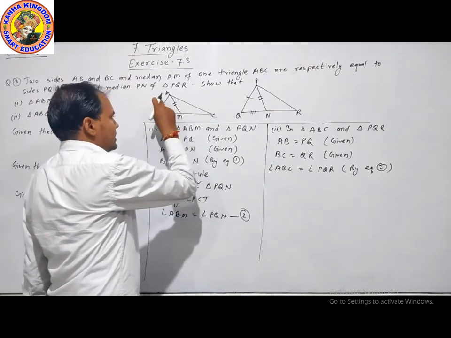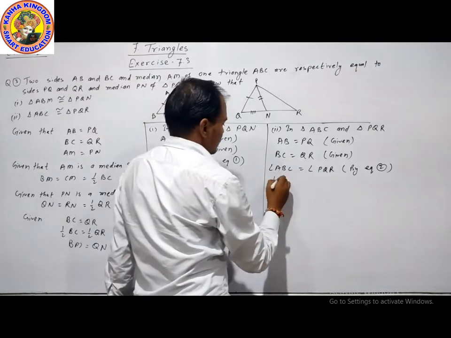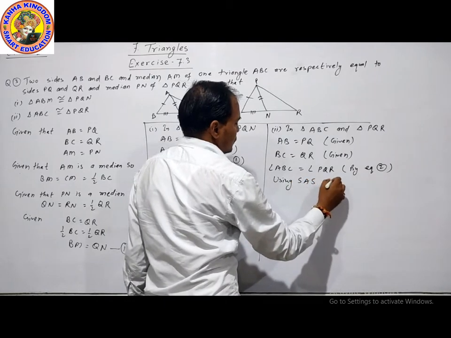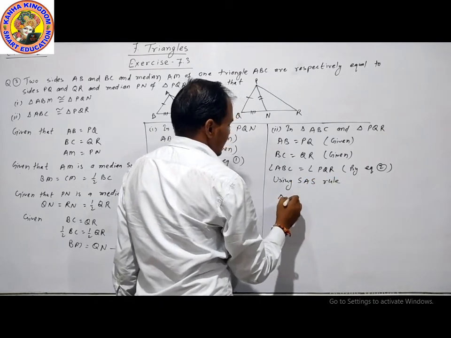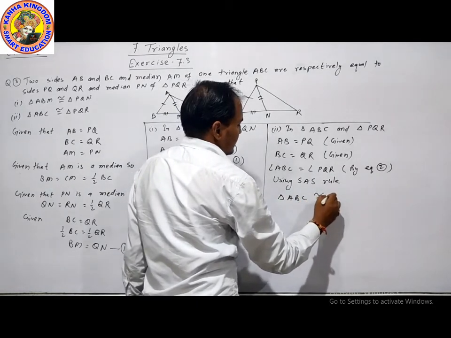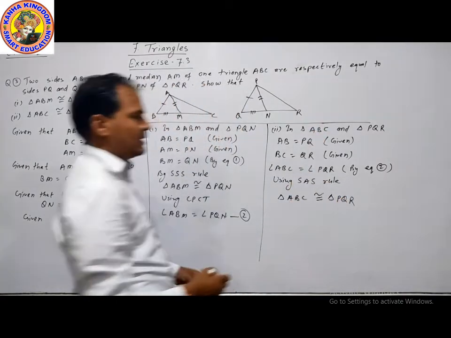So using the SAS rule, triangle ABC is congruent with triangle PQR.